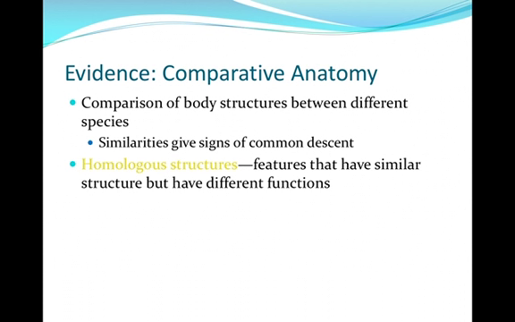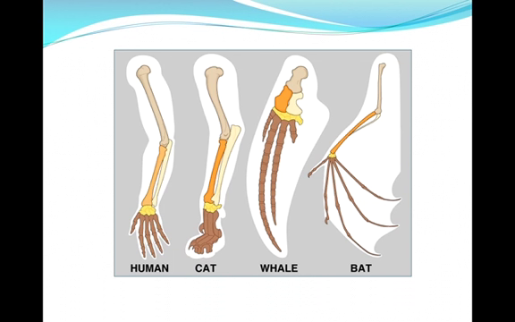Comparative anatomy, this is looking for similarities in anatomy. The big deal here is homologous structures. These are features that have similar structure, but they have different functions. And our classic example of this is the forelimb.